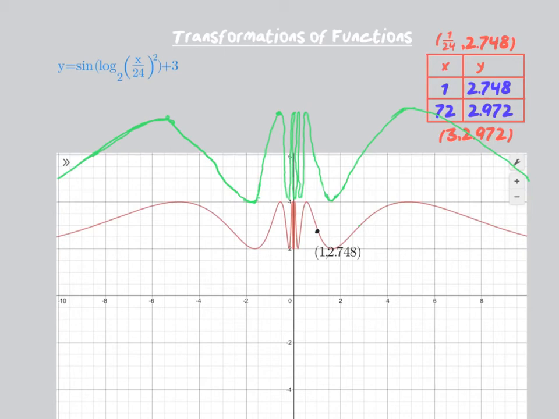Well, just like when we divided the x by 24 to stretch it in the horizontal direction by 24, we're going to do the exact same thing in the vertical direction. If we want to stretch by 2, we just have to divide the y value by 2. That way, the y value has to be twice as big in order to satisfy the original equation.